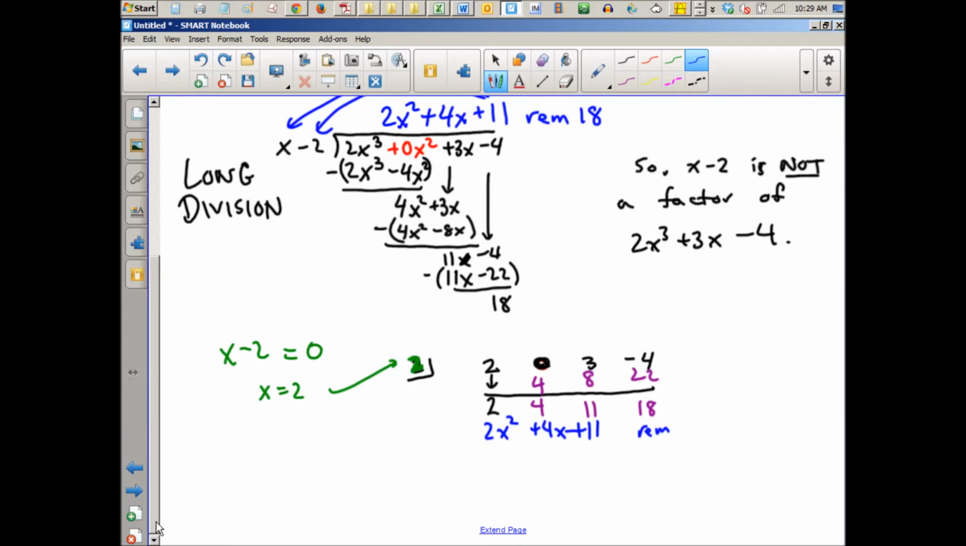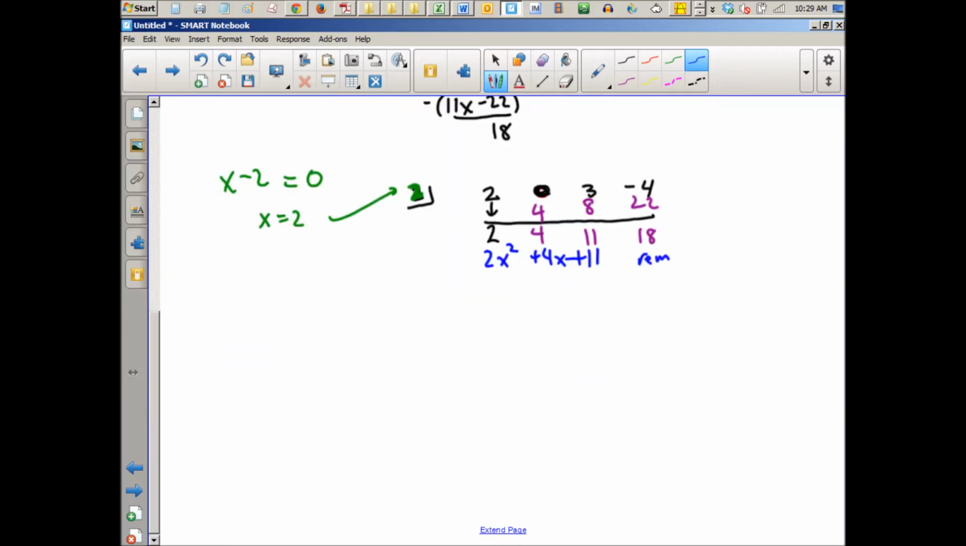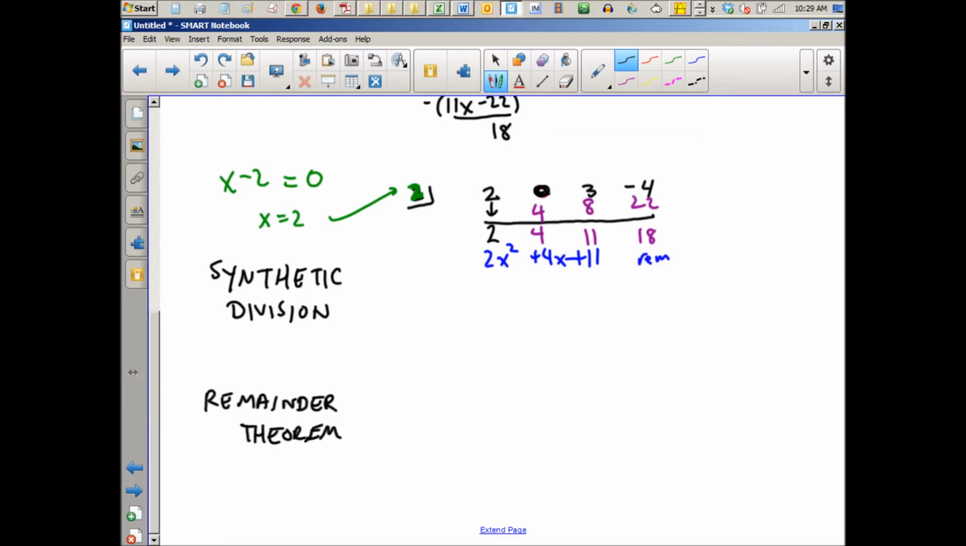Now there's a really fast way to get the remainder, even faster than both of these. Let me show you what that is. So there's the title for this. This is called synthetic division. Nice, fast method there. But there's this other thing called the remainder theorem. Okay, and the remainder theorem is the fastest of all.